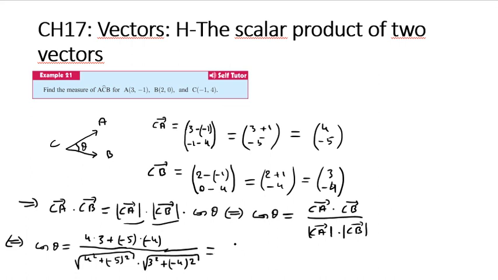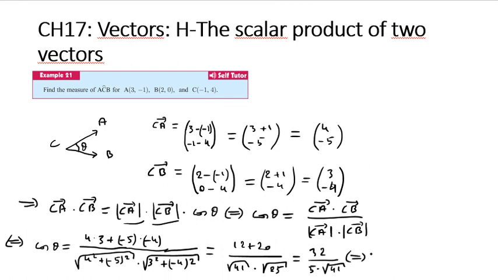So the numerator will become 12 plus 20, and the denominator 4 squared is 16 plus minus 5 squared is 25, so that is going to be equal to 41. So we have the square root of 41. Here 3 squared is 9 plus minus 4 squared is 16. So 9 plus 16 is 25. So we have the square root of 25 here. So in the numerator we have 32, and in the denominator we have 5 times the square root of 41.